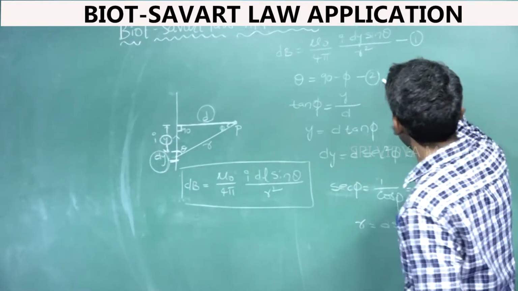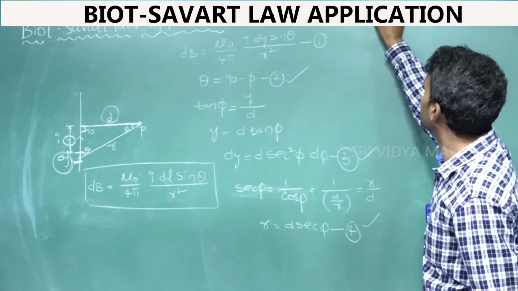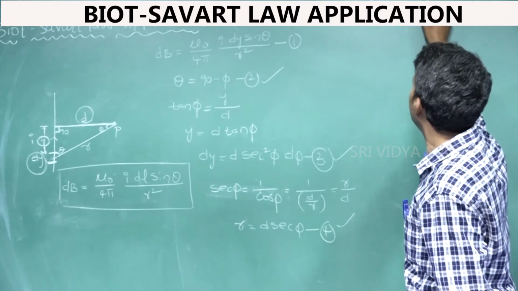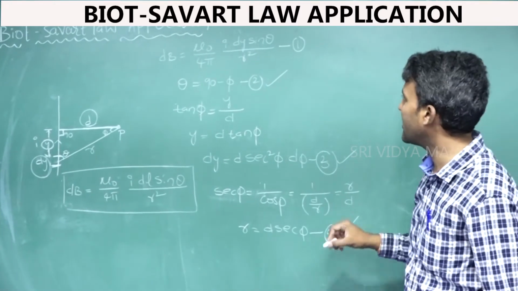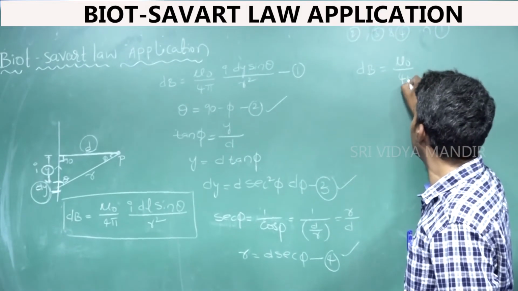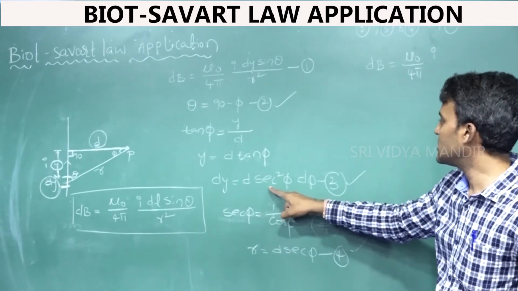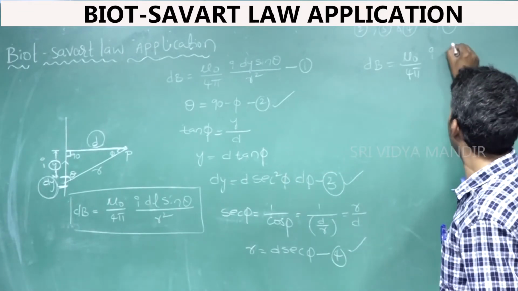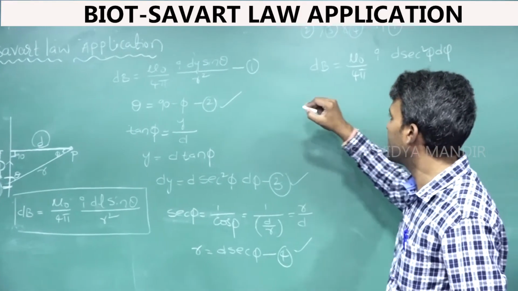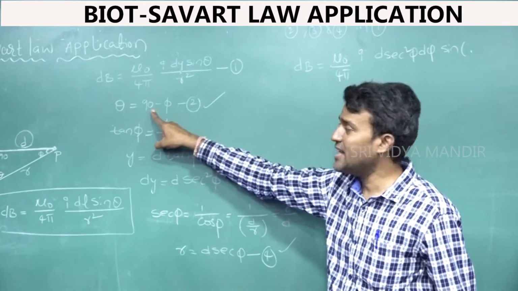Substitute equation 2, equation 3 and equation 4 in equation 1. At that moment, you can write dB is equal to mu naught by 4 pi, I dy, where dy is D sec square phi d phi. Sin theta, I am writing, is equal to sin of 90 minus phi.